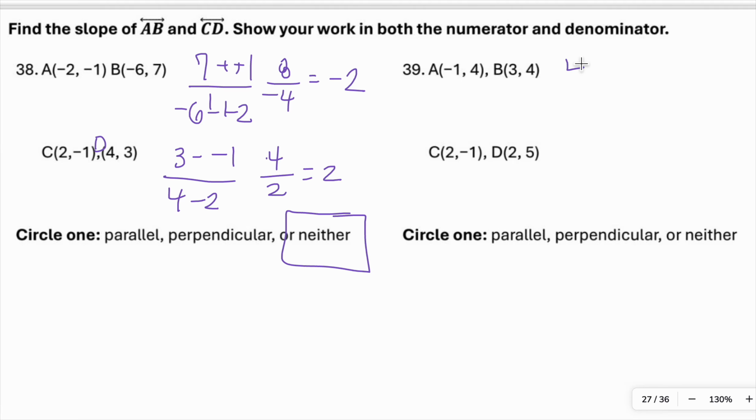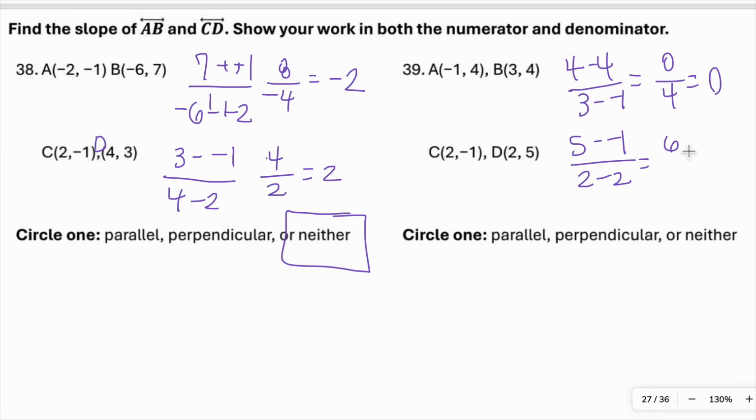For number 39, I'm going to say 4 minus 4 over 3 minus negative 1, so 0 over 4, which is 0. And then for C to D, 5 minus negative 1 over 2 minus 2, I'm going to get 6 over 0, which is undefined, but these are actually going to end up being perpendicular because a 0 slope is left and right, and an undefined slope is up and down, okay?